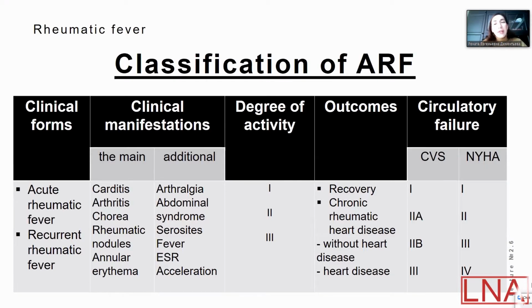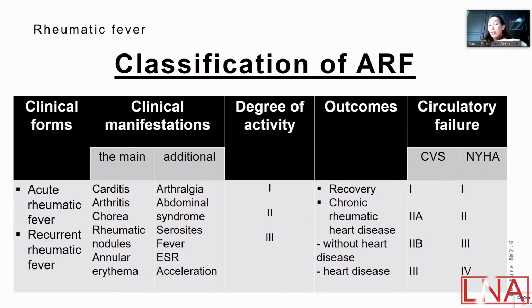Clinical manifestation. Acute rheumatic fever develops after acute tonsillitis or acute pharyngitis caused by beta-hemolytic group A streptococcal infection, after a latent period of 2 to 4 weeks. If there is a second or third round of inflammation, it will be recurrent rheumatic fever. The main clinical manifestations are carditis, arthritis, chorea, rheumatic nodules, and annular erythema.